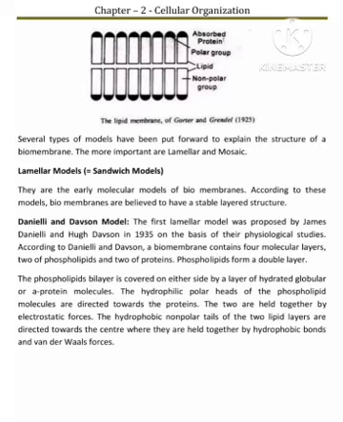Next slide, lamellar models, sandwich models. These are early molecular models of biomembranes. According to these models, biomembranes are believed to have a stable layered structure. The Danielli and Davson model: the first lamellar model was proposed by James Danielli and Davson in 1935 on the basis of their physiological studies. According to the Danielli and Davson model, the biomembrane consists of four molecular layers, two of phospholipids and two of proteins. Phospholipids form a double layer.